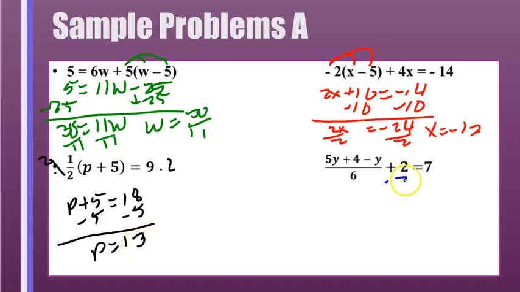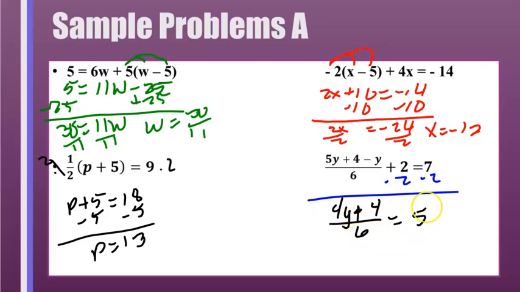And this one I'm going to subtract 2 on both sides. And now I have 5. And I'm going to combine like terms in the numerator first. 5y minus 1y is 4y plus 4, all divided by 6, is going to equal 5.